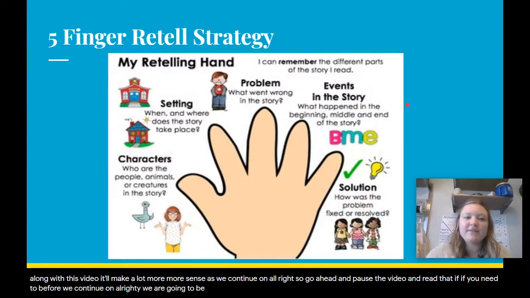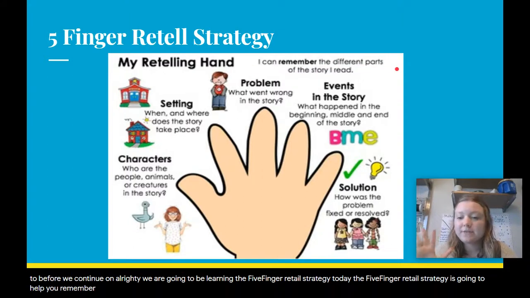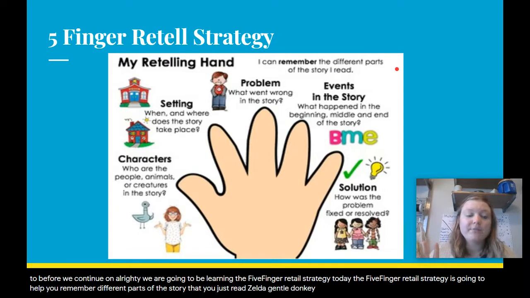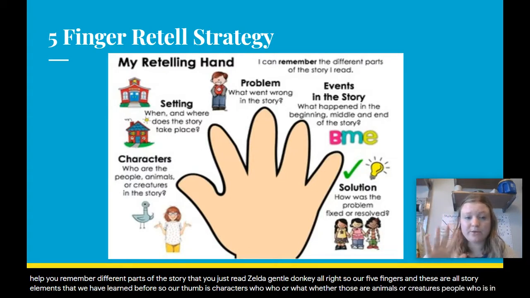We are going to be learning the 5-finger retell strategy today. The 5-finger retell strategy is going to help you remember different parts of the story that you just read, Zell the Gentle Donkey. And these are all story elements that we have learned before. So our thumb is characters. Who, or what, whether those are animals or creatures, people, who is in the story.